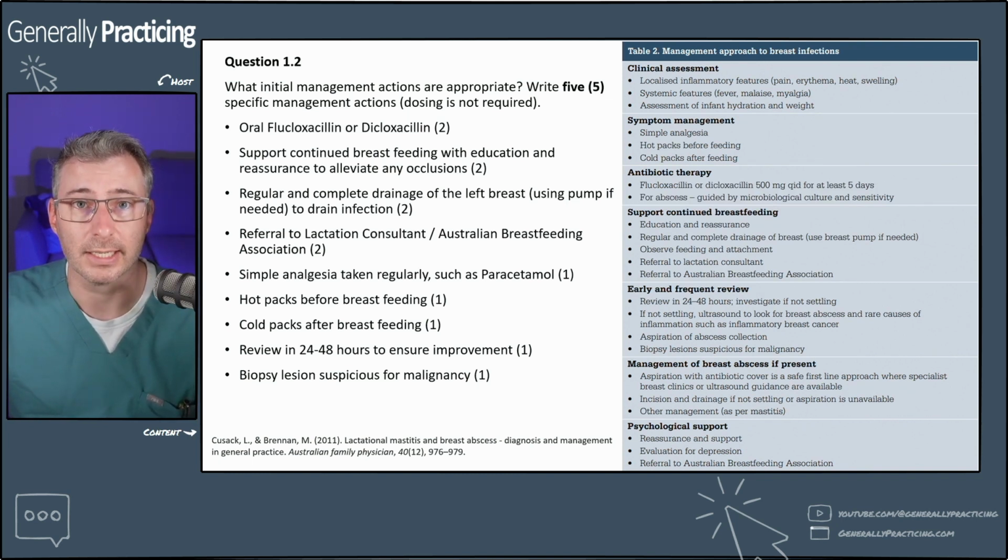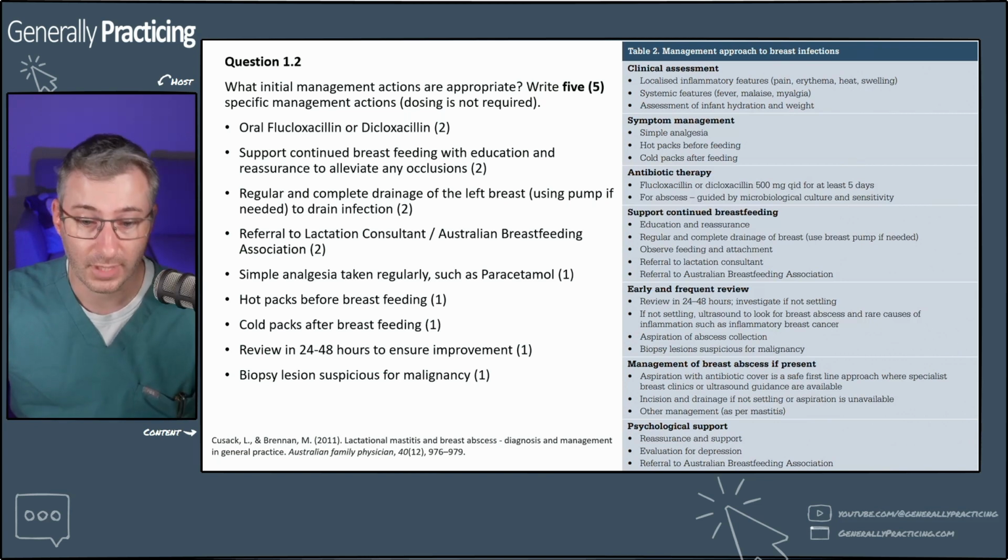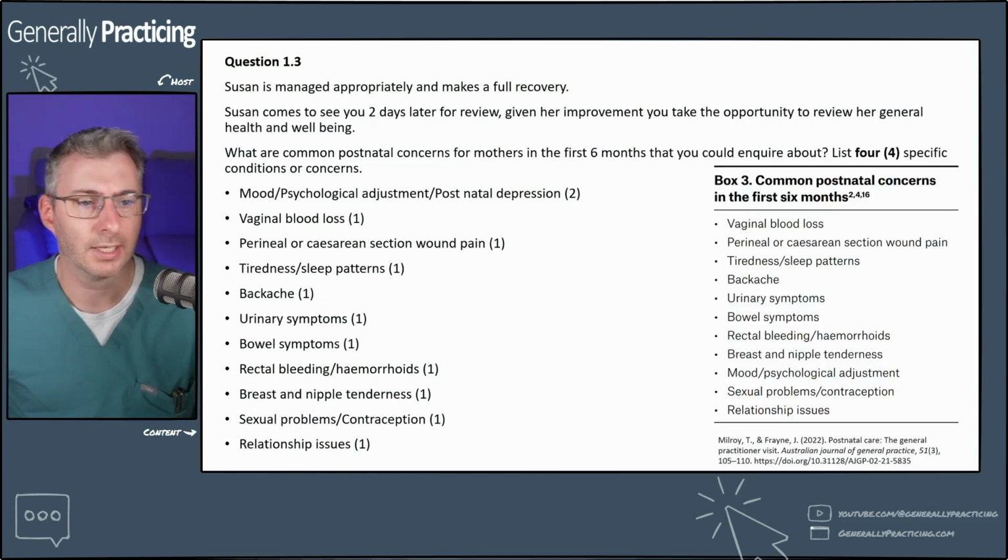Getting some marks there. Again, if there's something that you're not familiar with, I'd have a read through this paper here and have a read through ETG as well. Let's have a look at the next question.